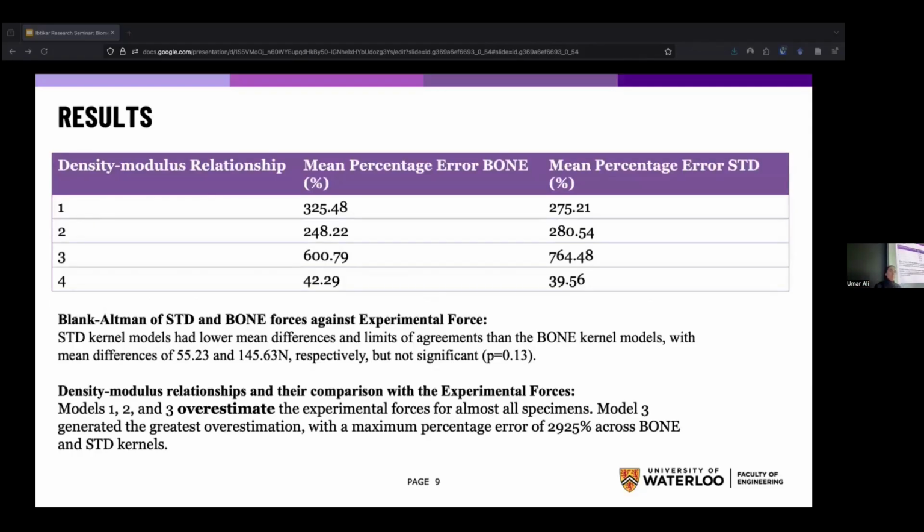Would you expect that value to go down with more samples? I don't think the value would go down significantly. Perhaps, just because we had only 10 samples, that could be a limit there. But I don't think it would go down significantly where we could get close to the expected reaction forces, just because the relationships are not specific to this, and again they're overestimating what the bone properties are itself.